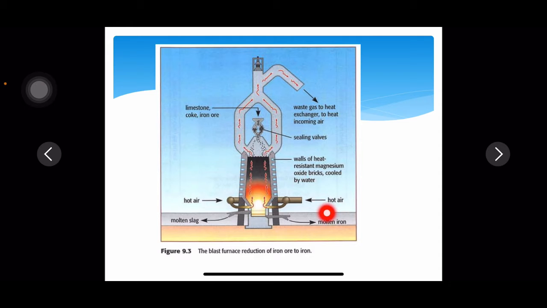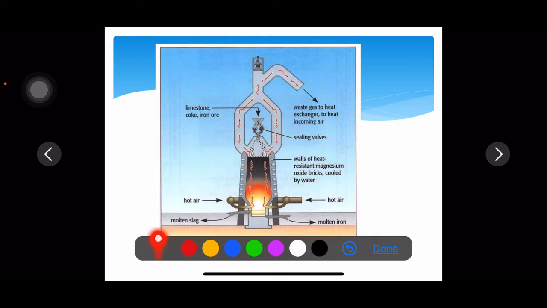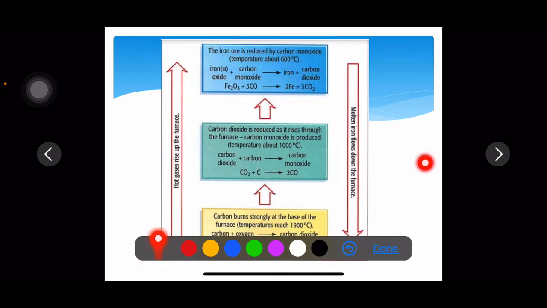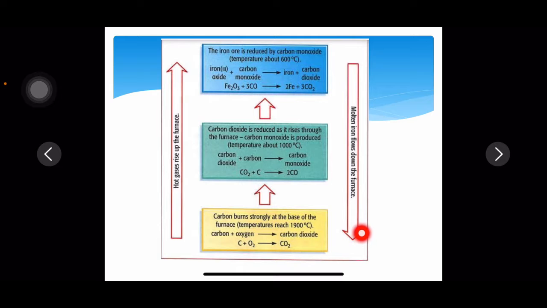Here, hot air blast is entered into the furnace. Molten iron leaves at the bottom and waste gases escape from the top of the furnace. Important reactions which we have to learn.